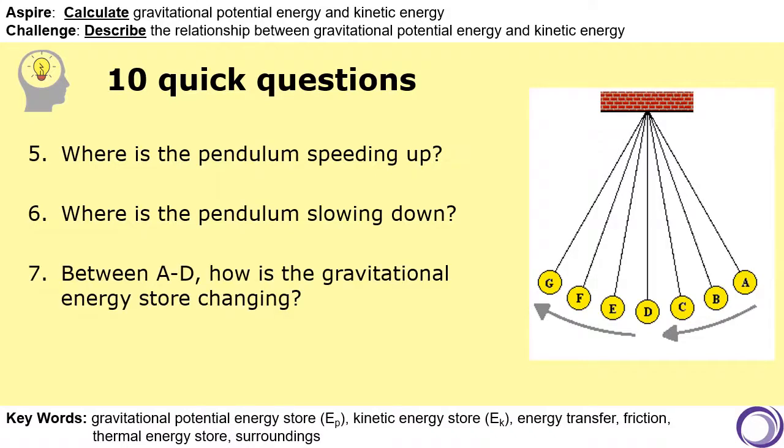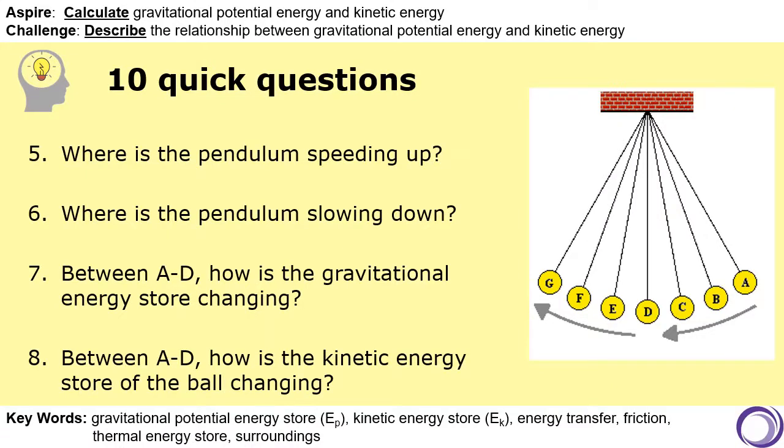Question 7, between positions A and D, how is the gravitational energy store changing? I'll give you a moment to answer this one. So when the pendulum goes from A to D, what is happening to the gravitational energy store of the pendulum? And then question 8, between A and D, how is the kinetic energy store of the ball changing?